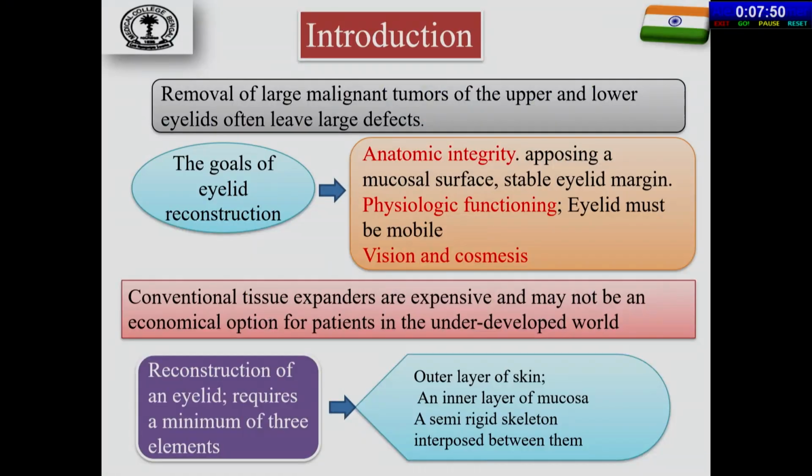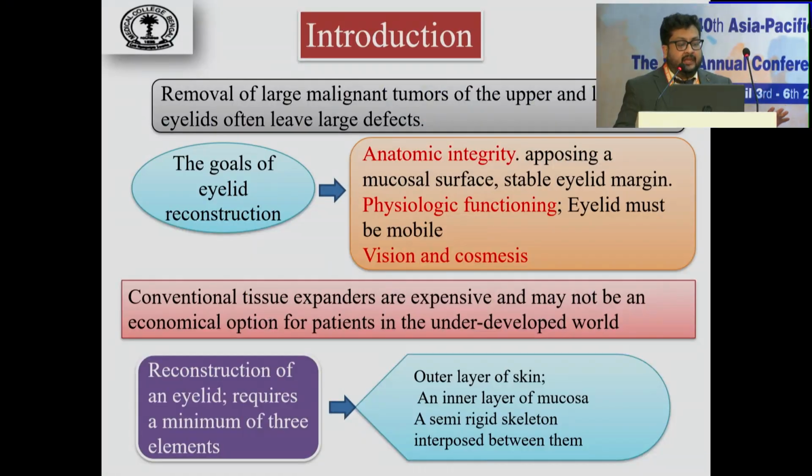In case of a tensile rotational flap, when we are using it for upper eyelid reconstruction as well as lower eyelid reconstruction, we have to keep certain things in mind. The goals of the eyelid reconstruction are that the eyelid should have the anatomic integrity, the physiological function of the shutter as well as a barrier, and the vision and the cosmetic outcome are also very important.